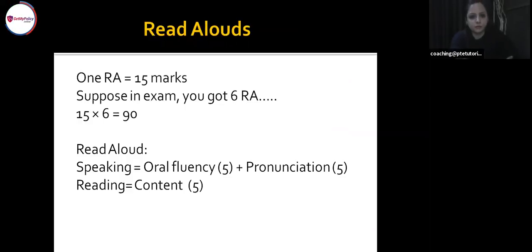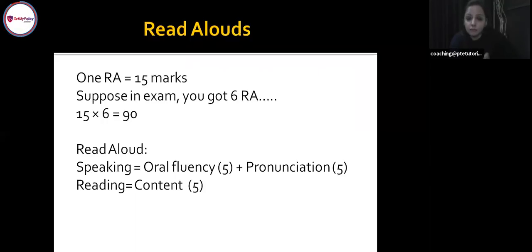Next is read alouds. One read aloud is worth 15 marks. Suppose in an exam you get 6 read alouds, and basically you get 6 to 7 read alouds. Generally 6 are there, and 15 times 6 is 90. It means a 90 score, added to the earlier 169.